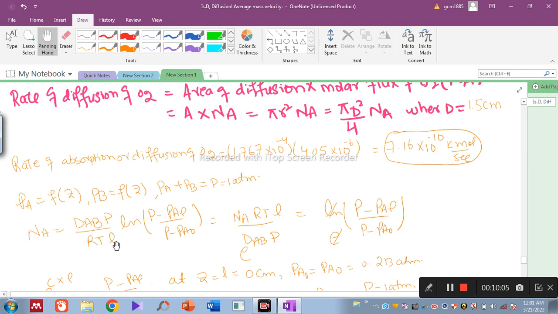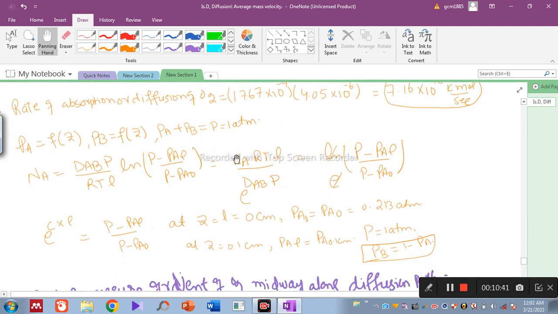When we change L, the partial pressure will change. So we will find the relation between these, and this L value is given, which is 5 centimeter. First we will put 0.1 centimeter, then 0.2 centimeter. When L is 0.2 centimeter, what will be the partial pressure at 0.2 centimeter? So we will get a relationship between PA and L, the diffusion path, and then the PB value will be obtained from this equation: PB is equal to P minus PA, and P is 1, so 1 atmosphere minus PA will be equal to PB.